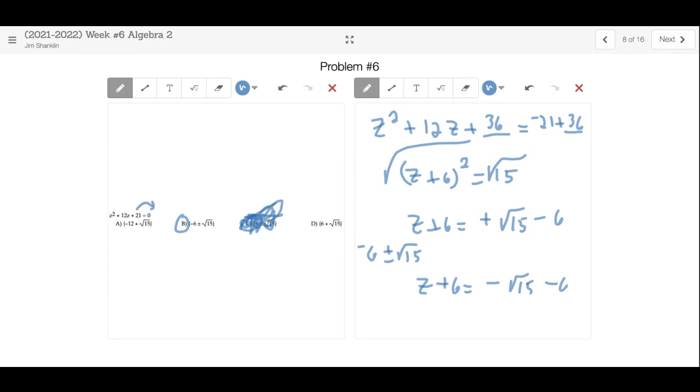Square root of 15 is approximately 3.8729. But if you have a square root that doesn't break down, don't use your calculator and break it down. Just leave it as it is. Okay? Don't use that calculator.